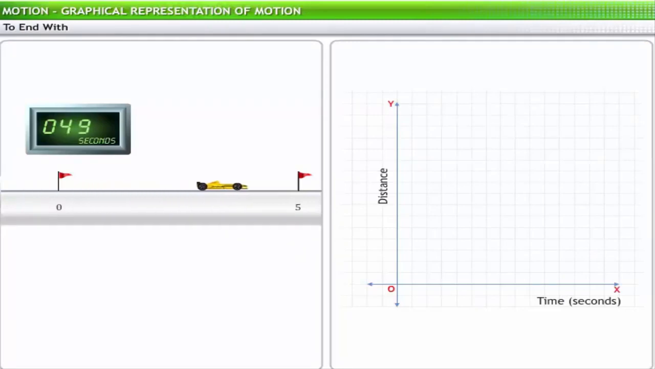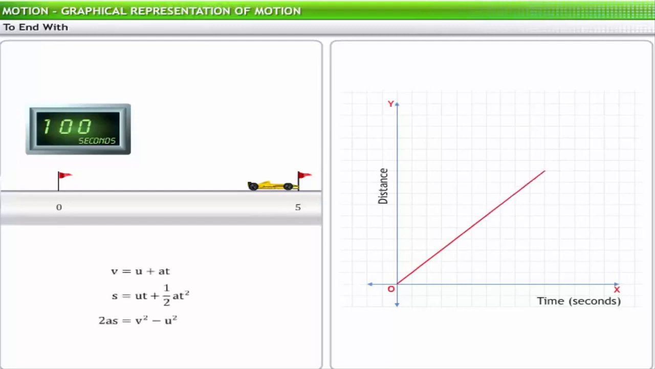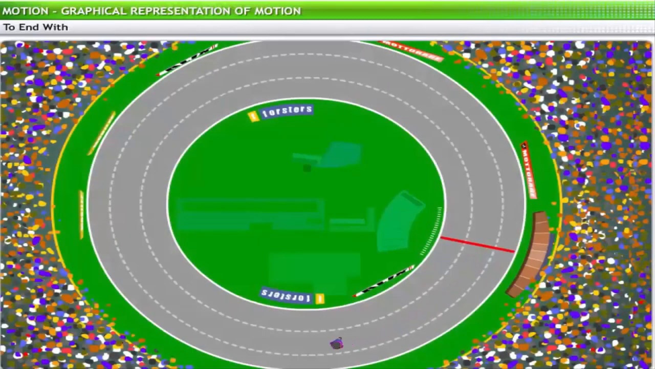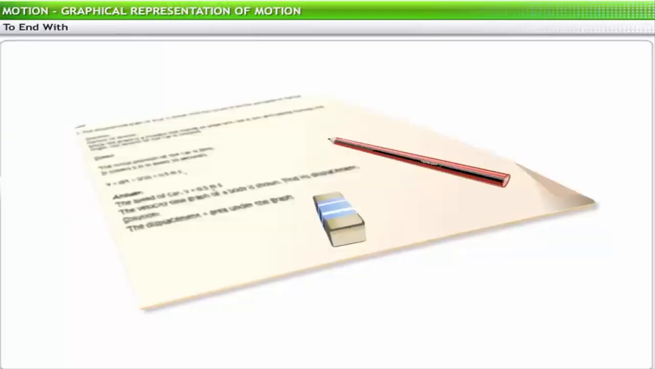This brings us to the end of this lesson on graphical representation of motion. In this lesson, you learned how to use graphs to analyze trends and derive and apply equations of motion. You also learned about uniform circular motion. The section on solved problems provides you an opportunity to review some model problems based on these concepts. To revisit the key points covered in this lesson, please review the flashcard at the end of this lesson.